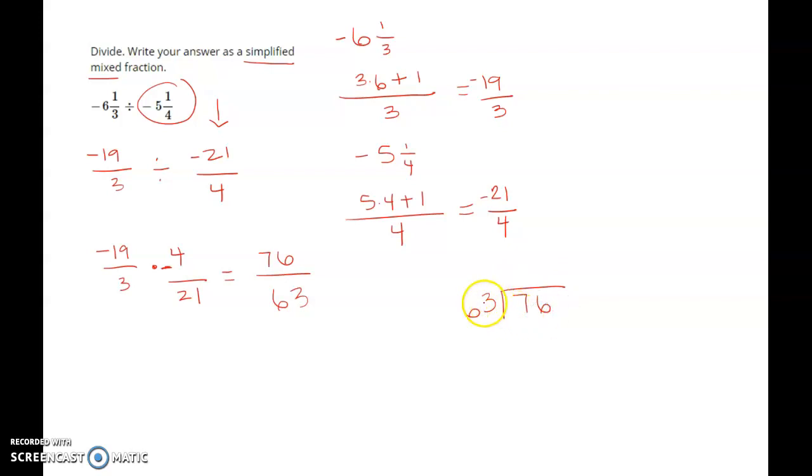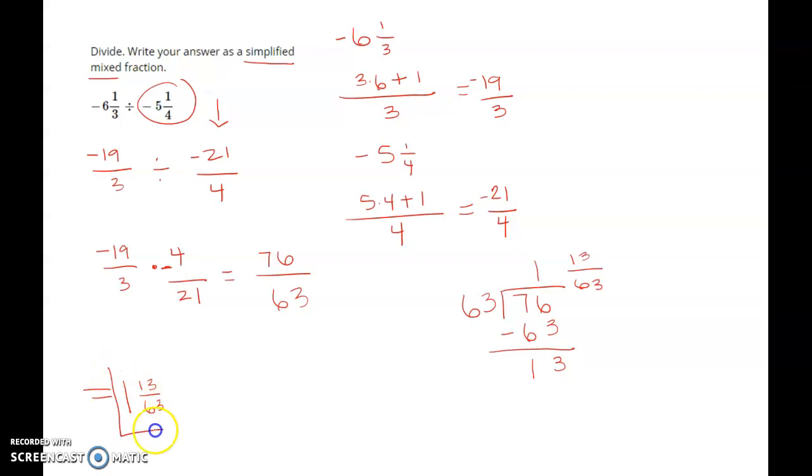So we'll say, okay, 63 goes into 76 one time. So 63 times 1, we get 63. We minus this. 6 minus 3 is 3. 7 minus 6 is 1. Well, 63 doesn't go into 13, so that's going to be just our remainder. We have 1 and 13 that still needs to divide by that 63. So that's our final answer, 1 and 13 over 63.